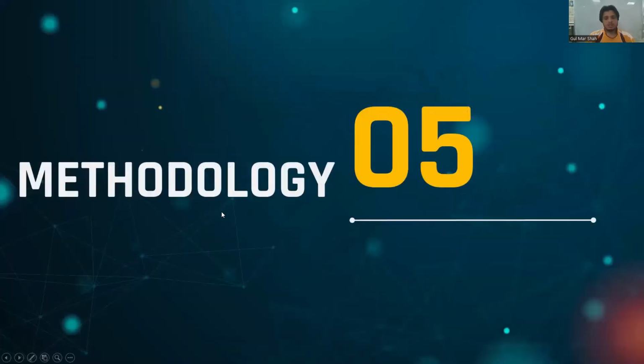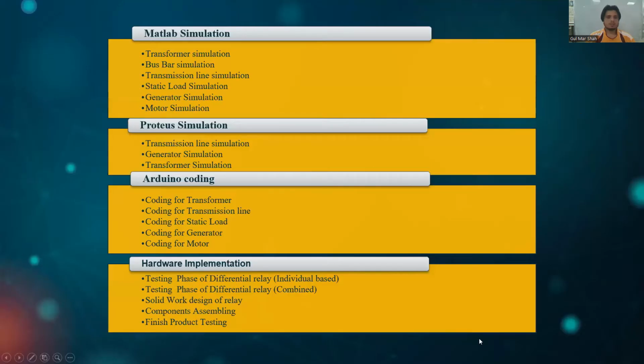The methodology throughout this chapter of FYP is as follows. First, we went through MATLAB simulation. We have done simulation of transformer, bus bar, transmission line, static load, generator, motor. And after the simulation in MATLAB, we came to Proteus. And there we have done transmission line simulation, generator simulation, transformer simulations.